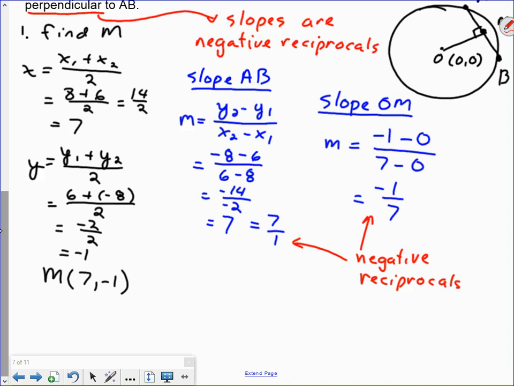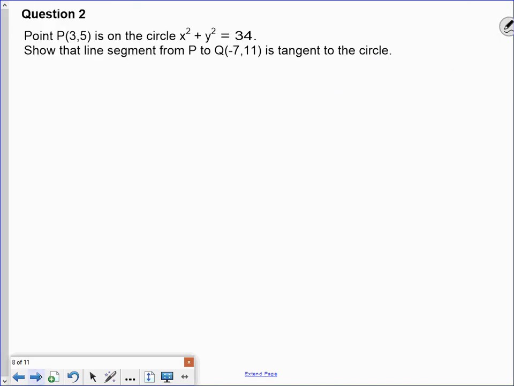So therefore, we have shown that AB is perpendicular to OM. Right? So in this problem, we use the length formula, we use the midpoint formula, we use the slope formula, okay, to show some things were true about these lines. Right. Let's try another one here.